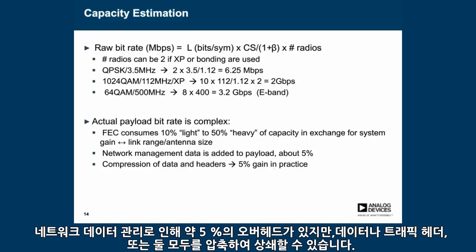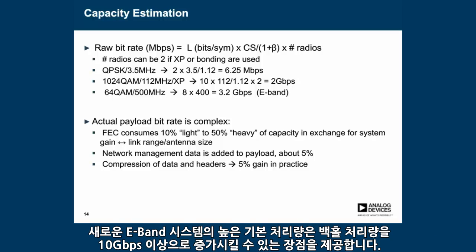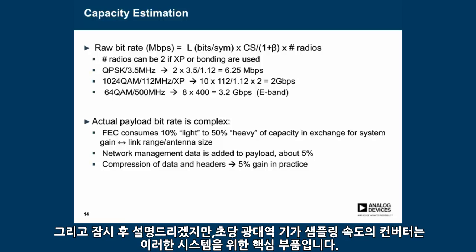There is an overhead of about 5% from network data management, but this can be offset by compression of the data or the traffic headers or both. The high raw throughput of the new E-band systems offers clear advantages for increasing backhaul throughput to 10 gigabit per second or more. And as I'll discuss next, wideband gigasample per second converters are enablers for those systems.